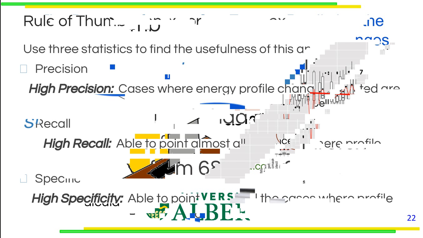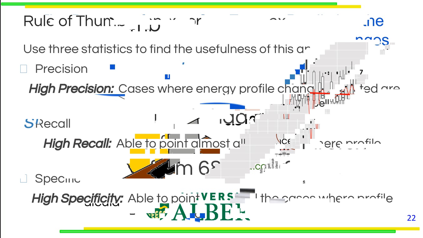So in order to find the usefulness of this approach, we use three statistics. A high precision would tell us whether the cases where the energy profile change was indicated by the rule of thumb were very true. A high recall will indicate that our rule of thumb was able to point out almost all the cases where the energy profile changed. High specificity would be able to point out almost all the cases where the energy profile did not change.